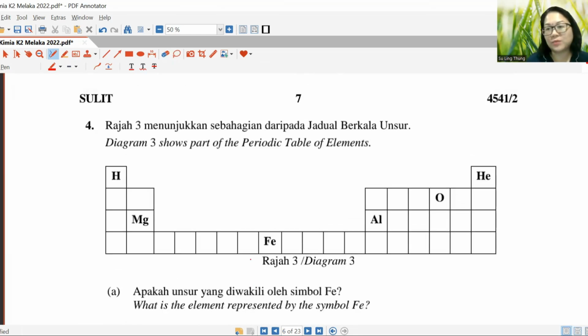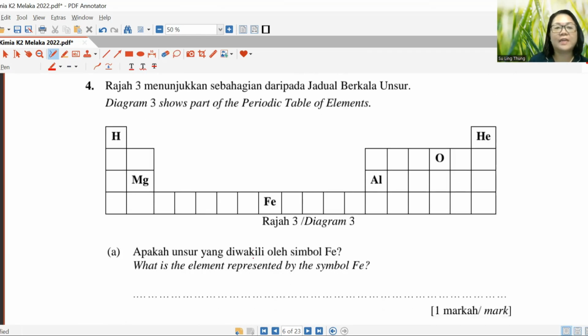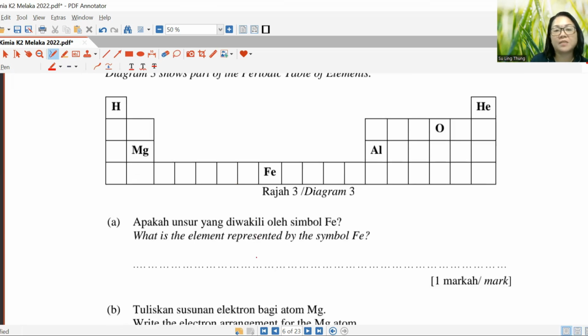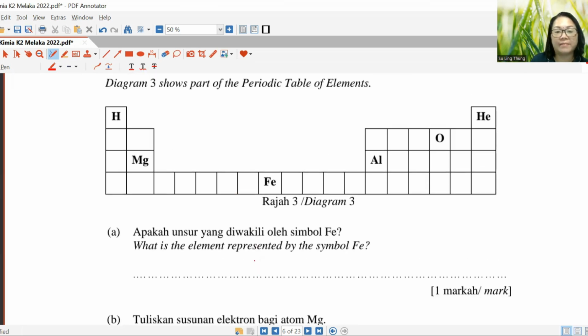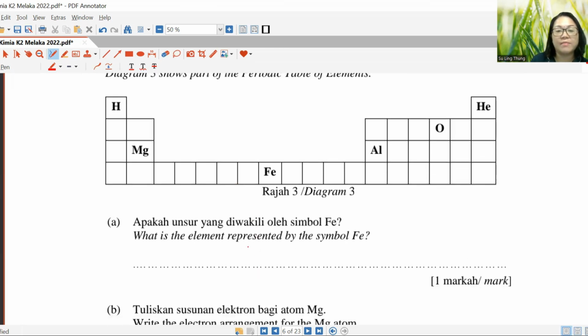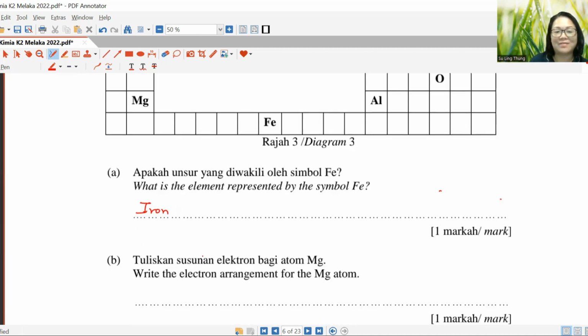Now we're going into question 4. Diagram 3 shows part of the periodic table of elements. What is the element represented by the symbol Fe? This is iron. There is no other answer which you can put, only iron is the correct answer.